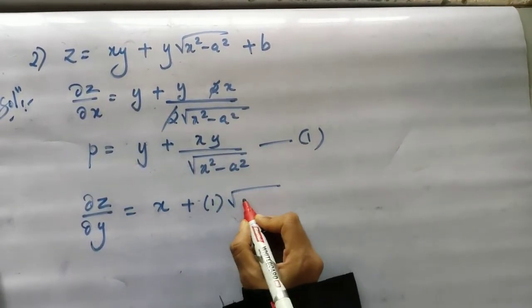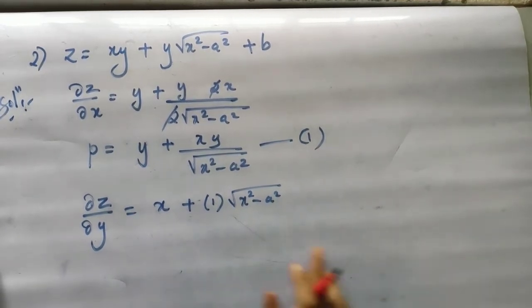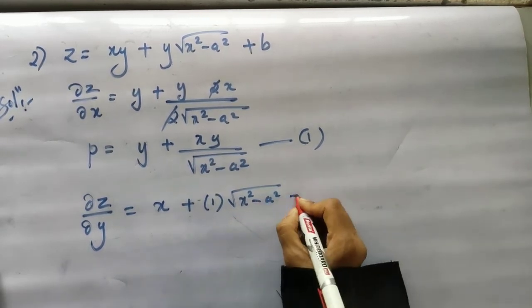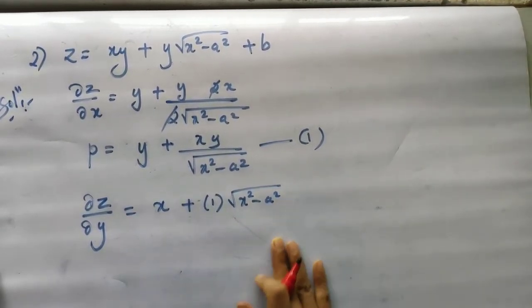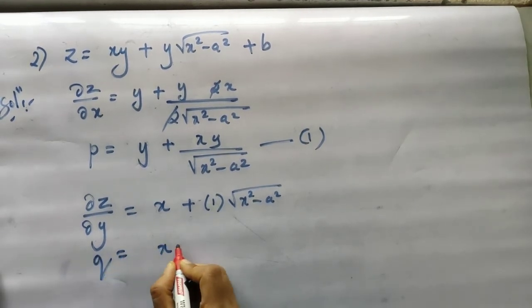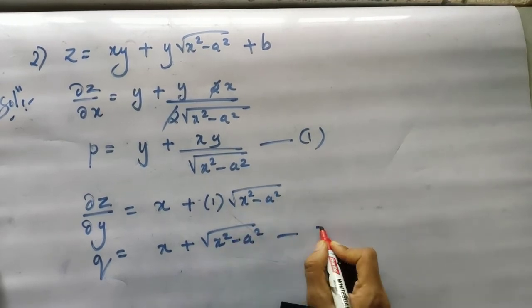Root thing will be as it is because it is containing x in there and a constant term which is a. So both are constants while differentiating with respect to y. So retain it as it is. Plus the derivative of b with respect to y is again 0. So dou z by dou y you write it as q is equal to x plus root of x square minus a square. Call this as equation 2.